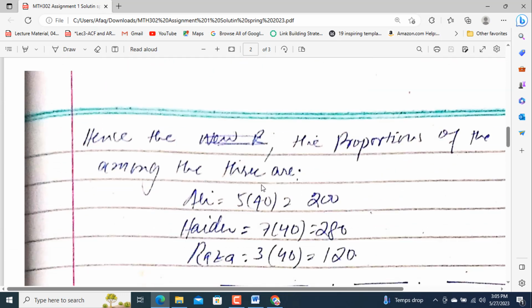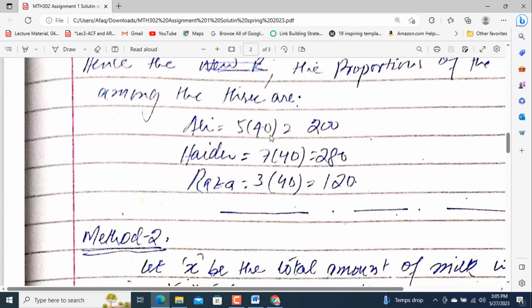Hence the shares of the three are: Ali is 5 into 40, equal to 200, Haider is 7 into 40, equal to 280, and Raza is 3 into 40, equal to 120.